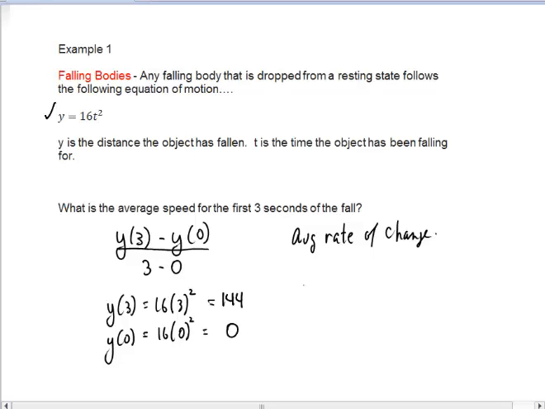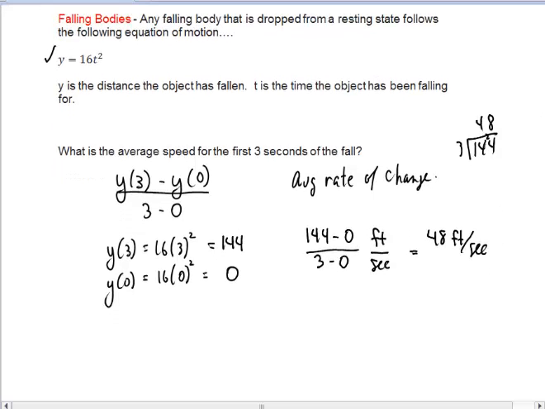So we're looking for a change in position of 144 minus 0 over 3 minus 0. If we look at units, the numerator will be in feet and the denominator will be in seconds. So our average rate of change is going to be 144 divided by 3, which is 48 feet per second.